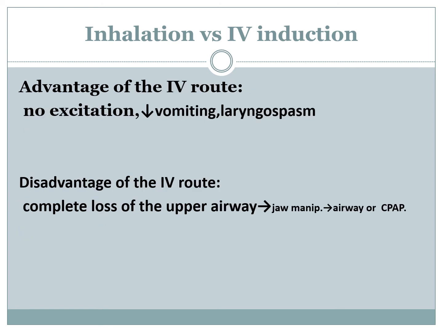The intravenous route has the advantage of no excitation, no vomiting, and no laryngospasm. However, it may be associated with complete loss of upper airway tone or upper airway support, which is hazardous, and immediately you can go to jaw manipulation or insertion of an airway, either oropharyngeal or nasopharyngeal airway, or even the application of CPAP.